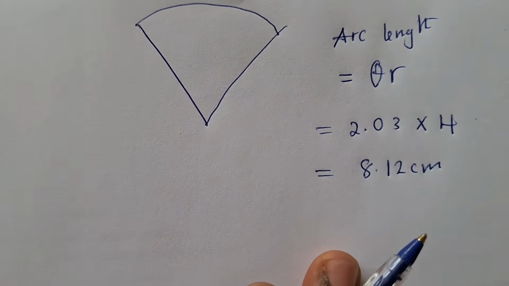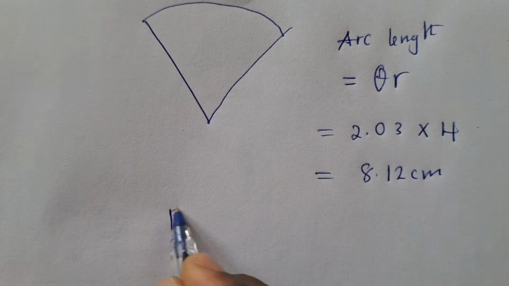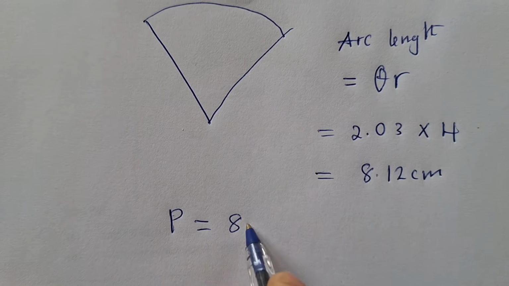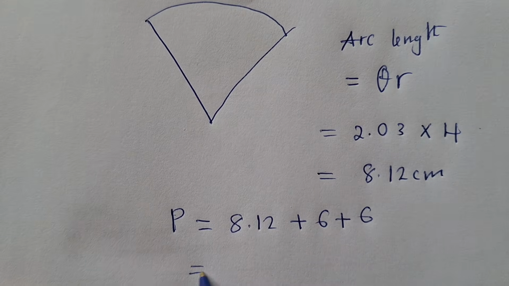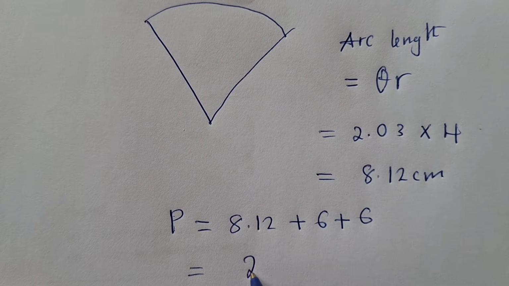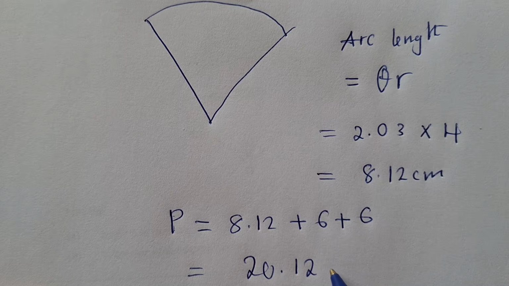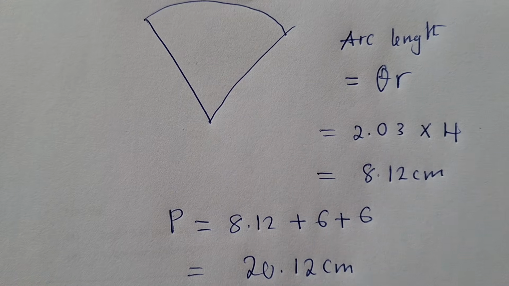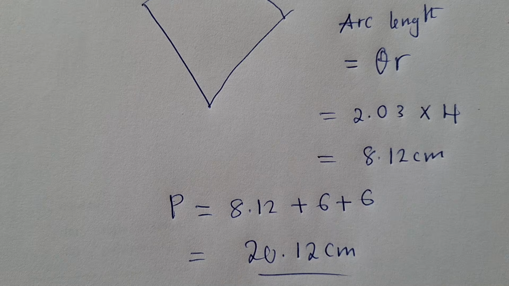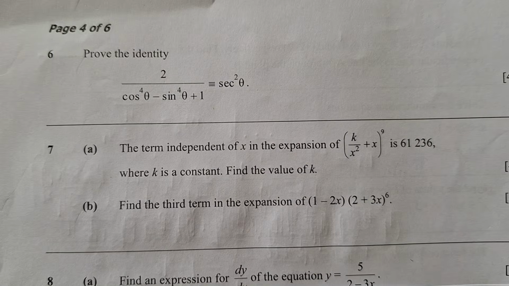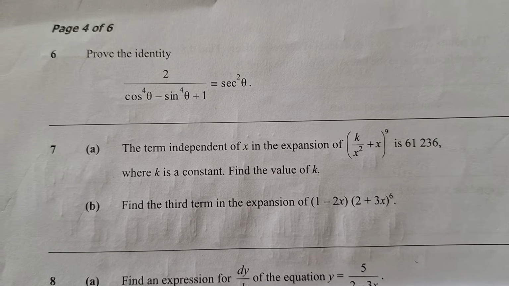So I will say my perimeter will be equal to 8.12 plus 6 plus 6. And this, of course, is giving me 20.12 centimeters. So this is our answer for question 5B. Let's go to question 6. All right, so we've got question number 6.